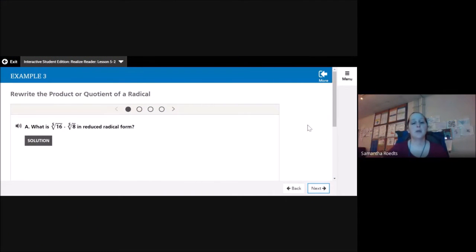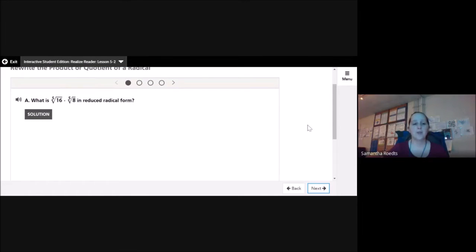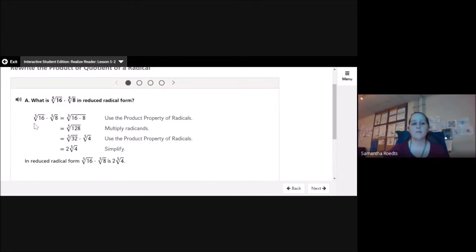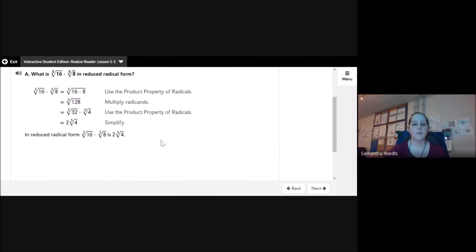All right, example 3, rewrite the product or quotient of a radical. What is the fifth root of 16 times the fifth root of 8 in reduced radical form? Because they're the same root with the same index, I can multiply 16 times 8, which gives me 128. I can break that down into the fifth root of 32 and 4. The fifth root of 32 is 2, so 2 times the fifth root of 4.